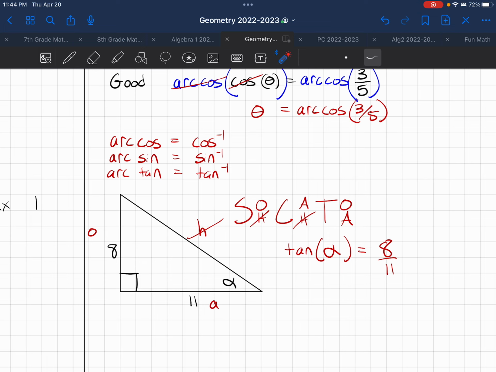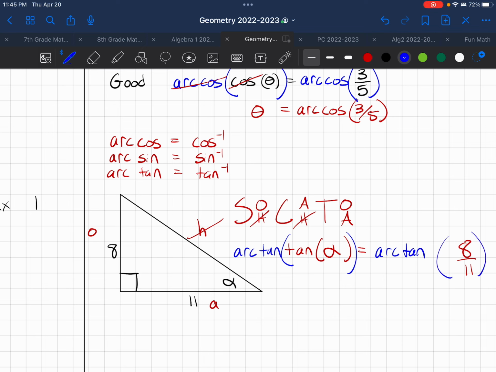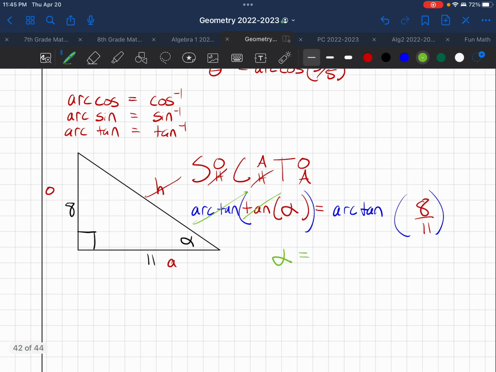So I'm going to go ahead and give myself some room here. I'm going to say this 8/11 is going to move over here, so I can now say I'm going to take arc tangent of the left side, and whatever I do to the left side, I also do to the right side. And I have arc tangent of the right side. And what happens now is arctangent and tangent cancel each other out, and I have just my angle, which is what I want to solve for, and that is going to be arctangent, I'll write it again, arctangent of 8/11.